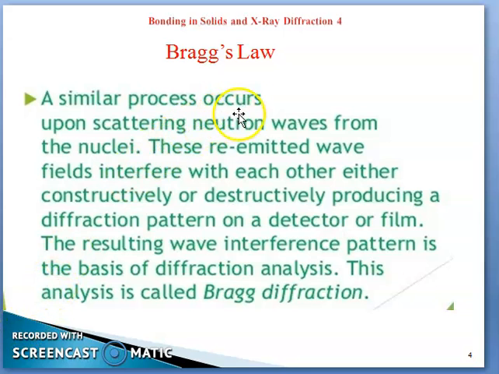Then a similar process occurs upon scattering of neutron waves from the nucleus. These re-emitted wave fields interfere with each other either constructively or destructively, producing a diffraction pattern on a detector or film. It produces a diffraction pattern on the film. The resulting wave interference pattern is the basis of diffraction analysis. This analysis is called Bragg diffraction.